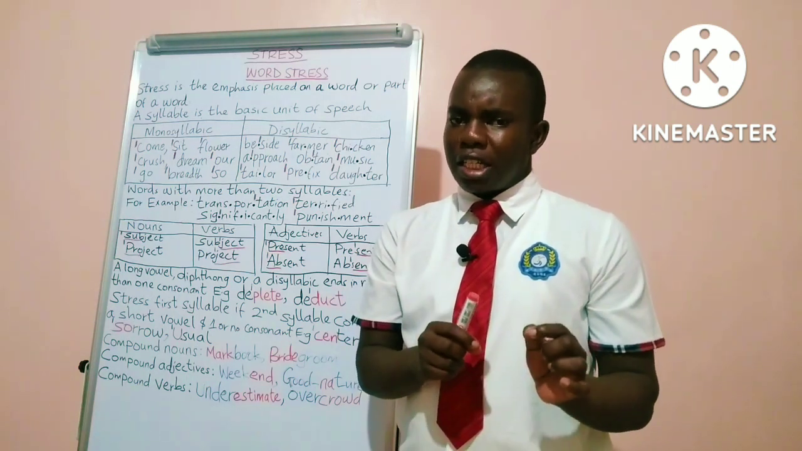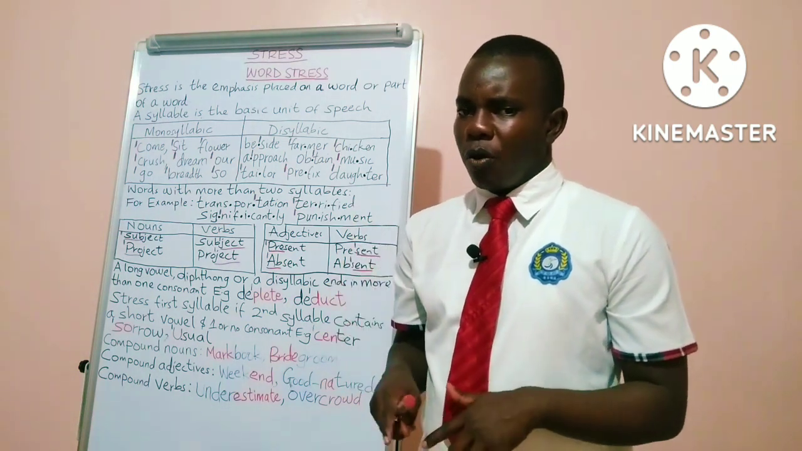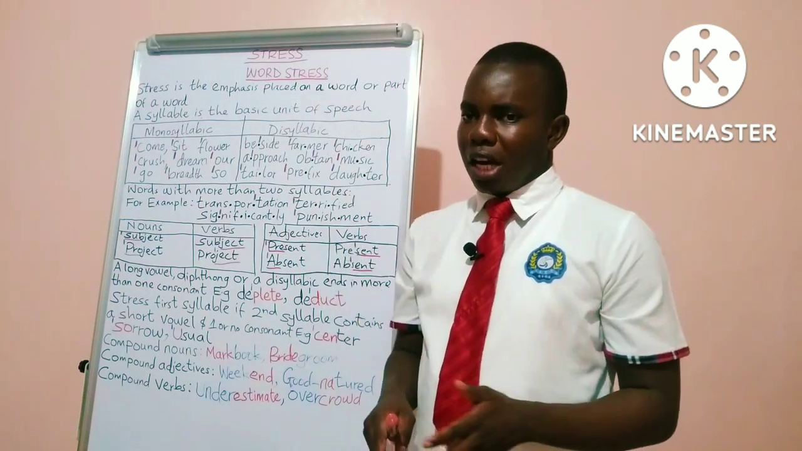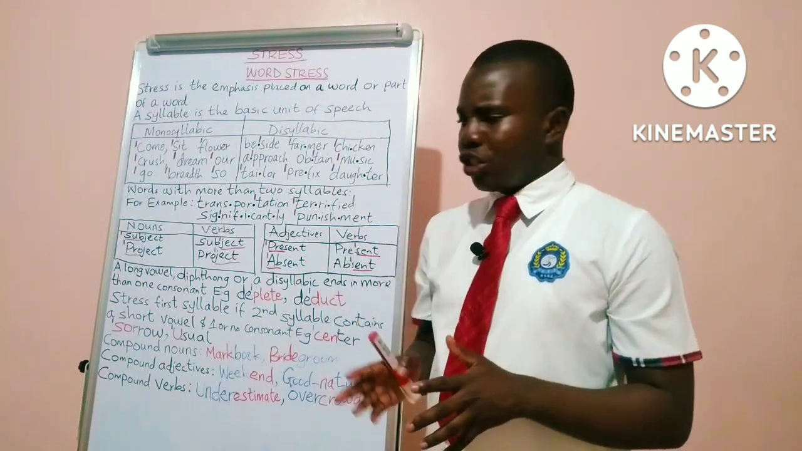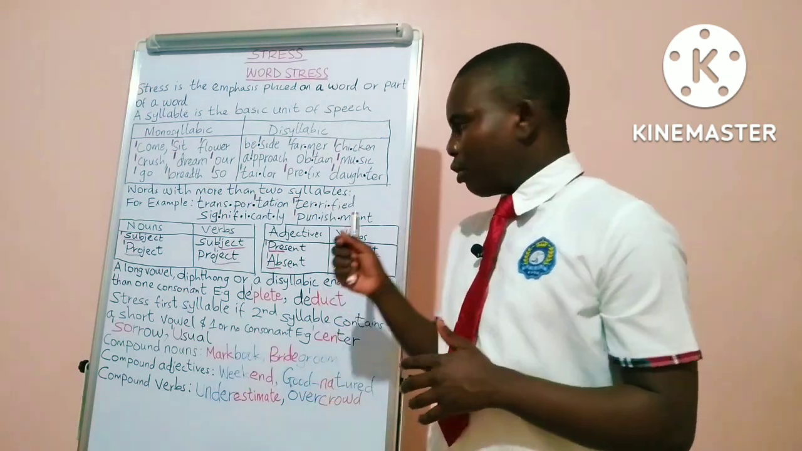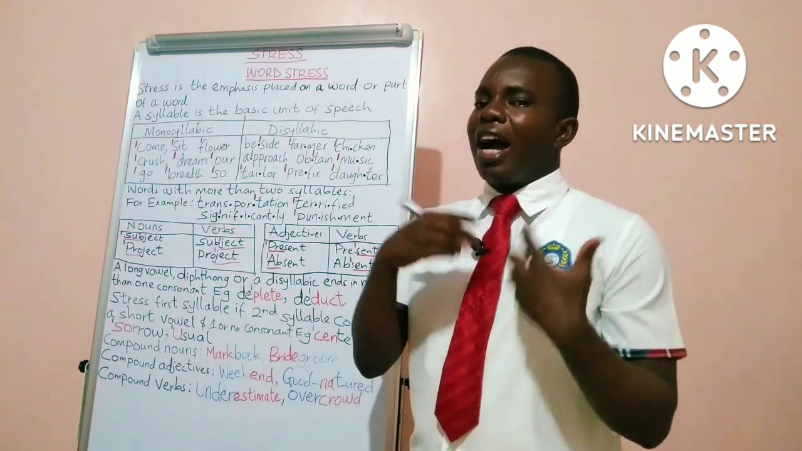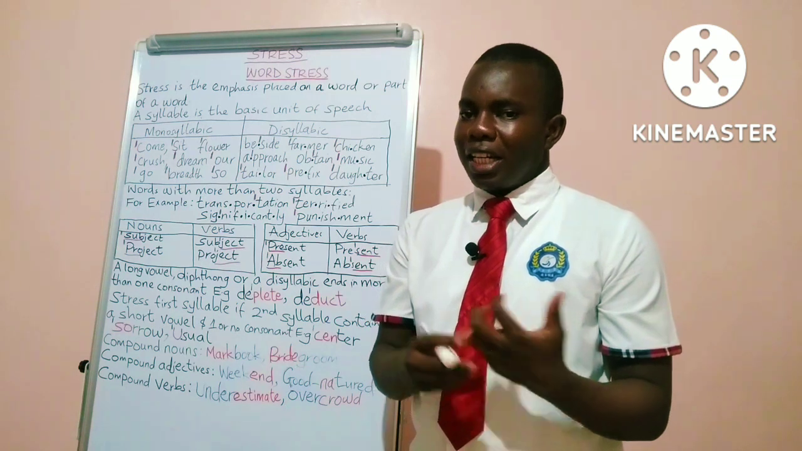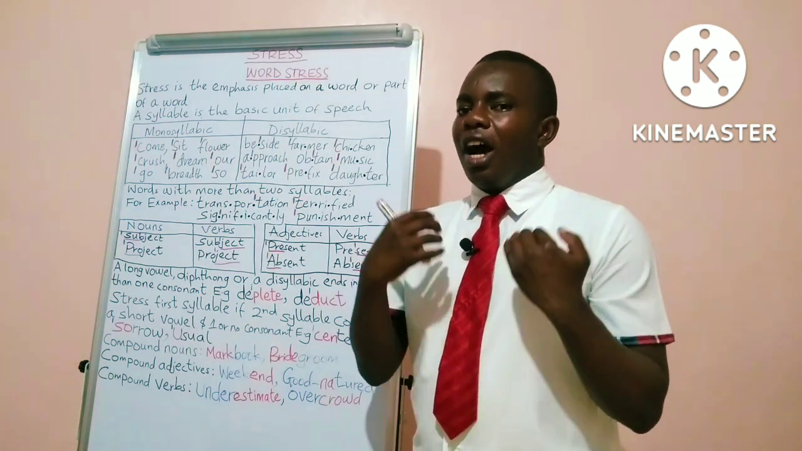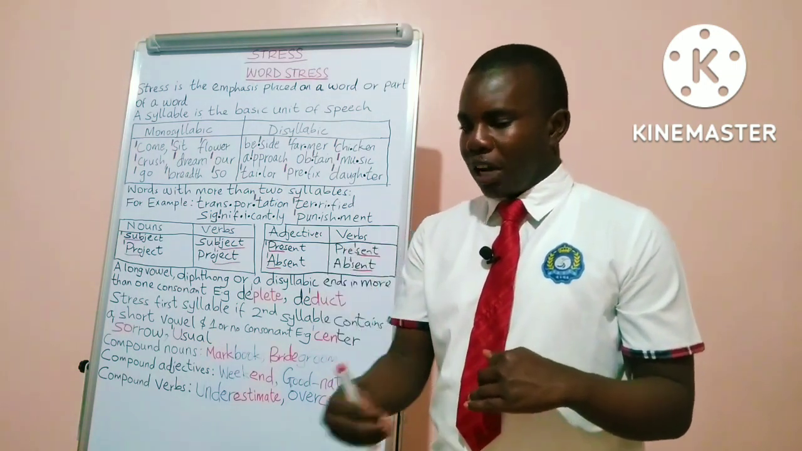For nouns, we stress the first syllable. For verbs, we stress the second syllable. That also happens when talking about adjectives and verbs. I want to draw your attention to the second table, where on one column we have adjectives and on the other column we have verbs. Similar to nouns, in adjectives we also stress the first syllable, while in verbs, just as we said earlier, we stress the second syllable.